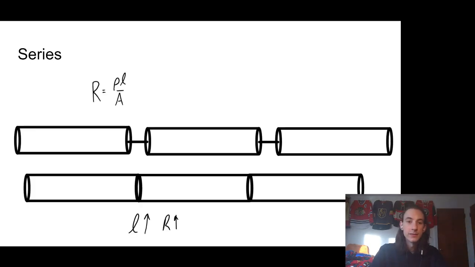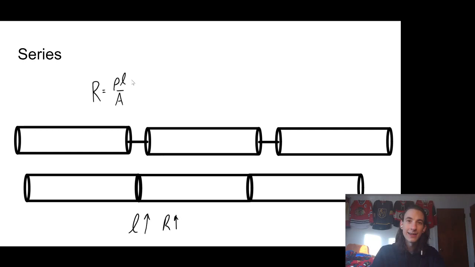So series means we have them in a row. If we're thinking about current moving through these resistors, in series, they do not have a choice. If they go through this one, they have to go through the next one. There's no path that they can take to avoid them. That's kind of how we can think about series. There's one way that we can go.